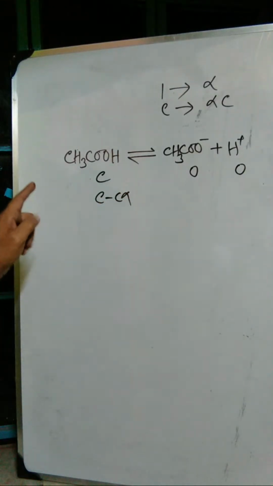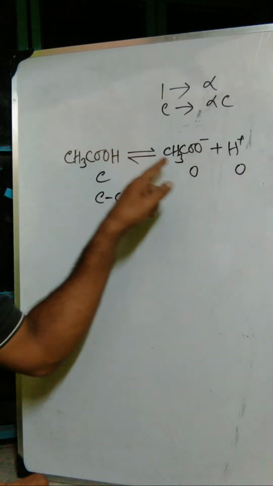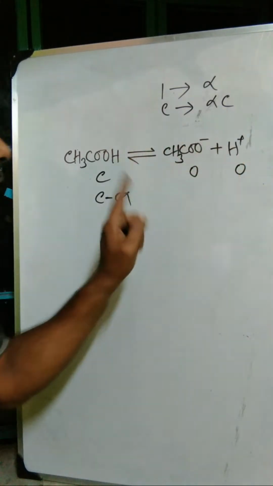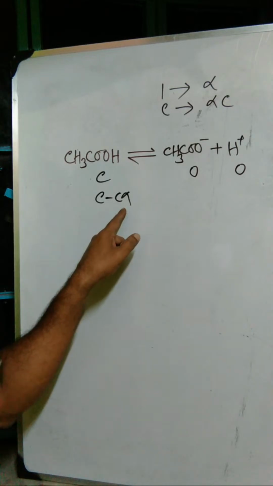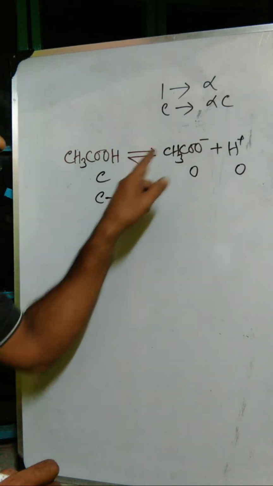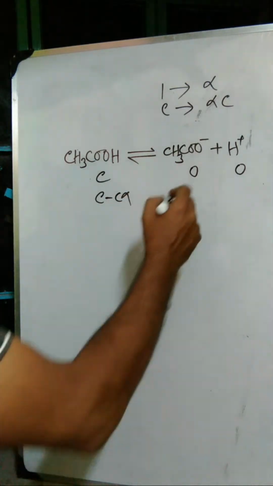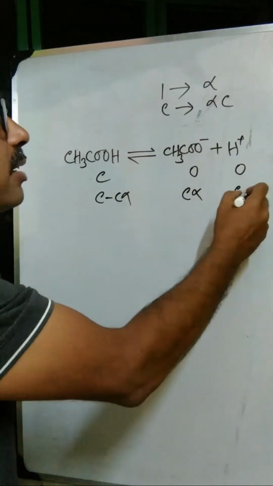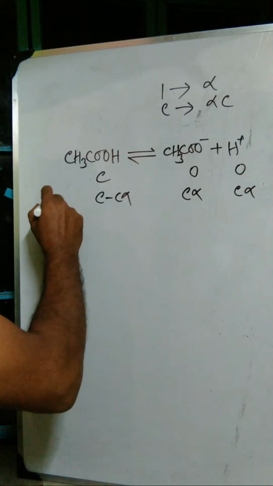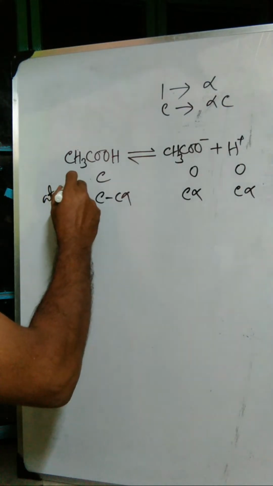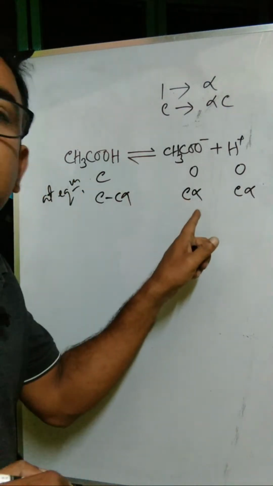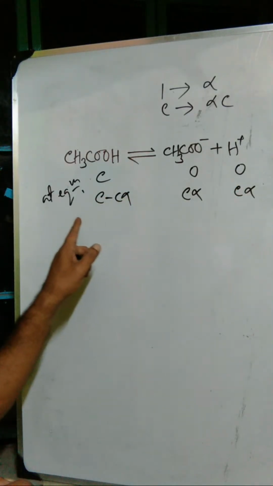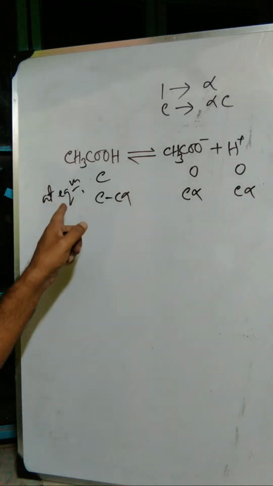Now, see, 1 mole of acetic acid dissociates to form 1 mole of acetate and 1 mole of H plus ion. Therefore, if C alpha moles of acetic acid are dissociated, then the concentration of acetate will also be C alpha, and that of H plus ion will also be C alpha. So, these are the concentrations of acetate, H plus ion and undissociated acetic acid molecules at equilibrium.